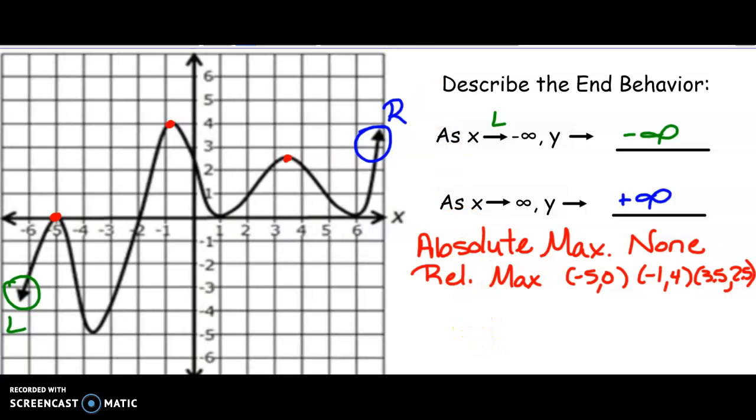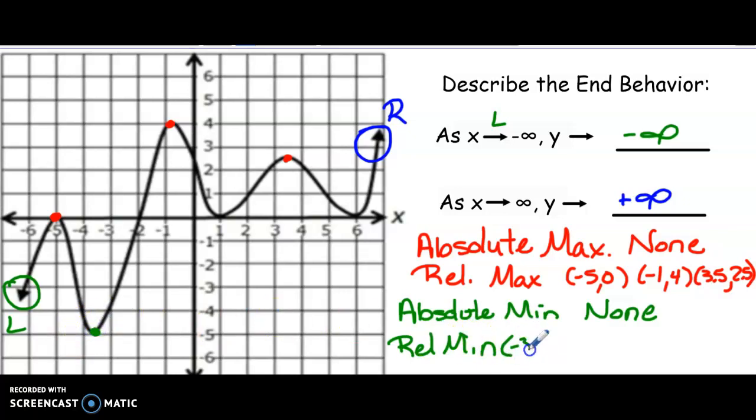Okay? When I'm talking about absolute minimum, I can't have an absolute minimum because my graph continues to move down. I can have a relative minimum, and those are at the points here of -3.5, -5, 1, 0, and 6, 0. So I can have several relative mins and relative max.